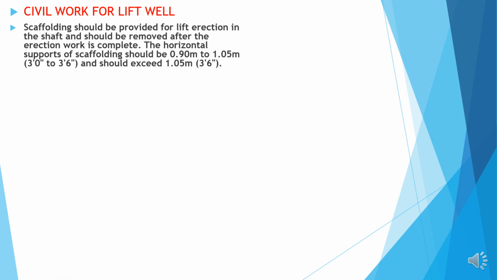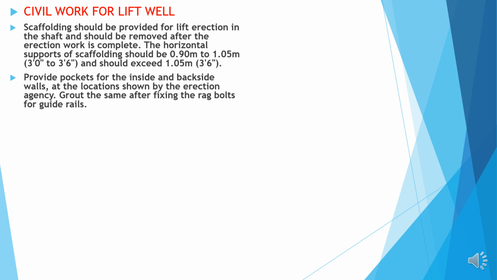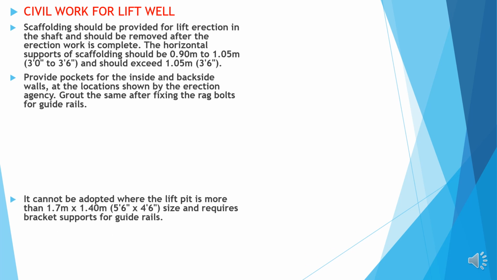Civil work for a lift well. Scaffolding should be provided for the lift erection in the shaft and should be removed after the erection work is completed. The horizontal support of the scaffolding should be 0.9 meter to 1.05 meter and should not exceed 1.05 meter, for the convenience of working. Provide pockets for the sides and backside walls at the locations shown by the erection agencies. Grout the same after fixing the rag bolts for the guide rails.